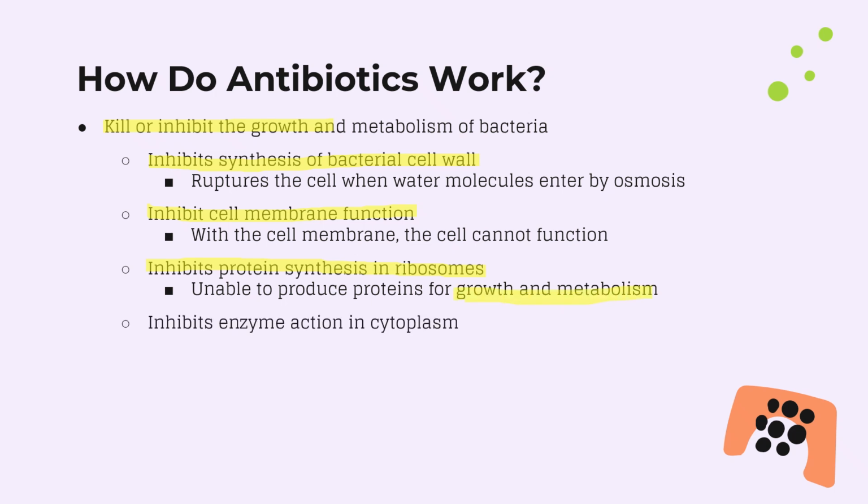And number 4, the antibiotic can also prevent the enzyme in the cytoplasm from working. Somewhat similar to the previous point, but generally this is talking about enzyme, and enzyme speeds up reaction, right? So the chemical reactions in the bacterial cell will not be able to be performed optimally, and of course, in the end, the bacteria will die. So these are 4 ways in which antibiotics kill or prevent the bacteria from growing.